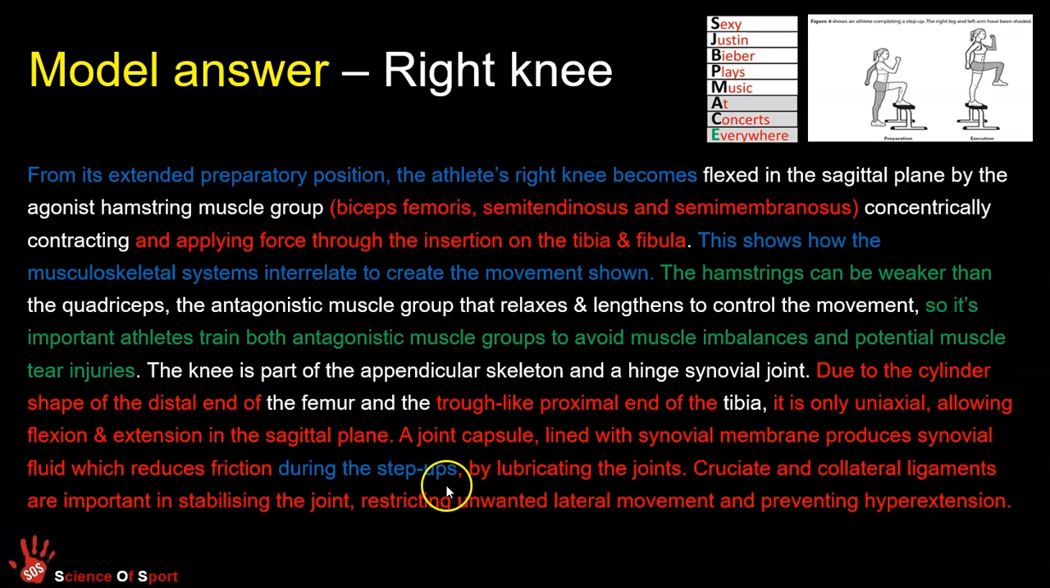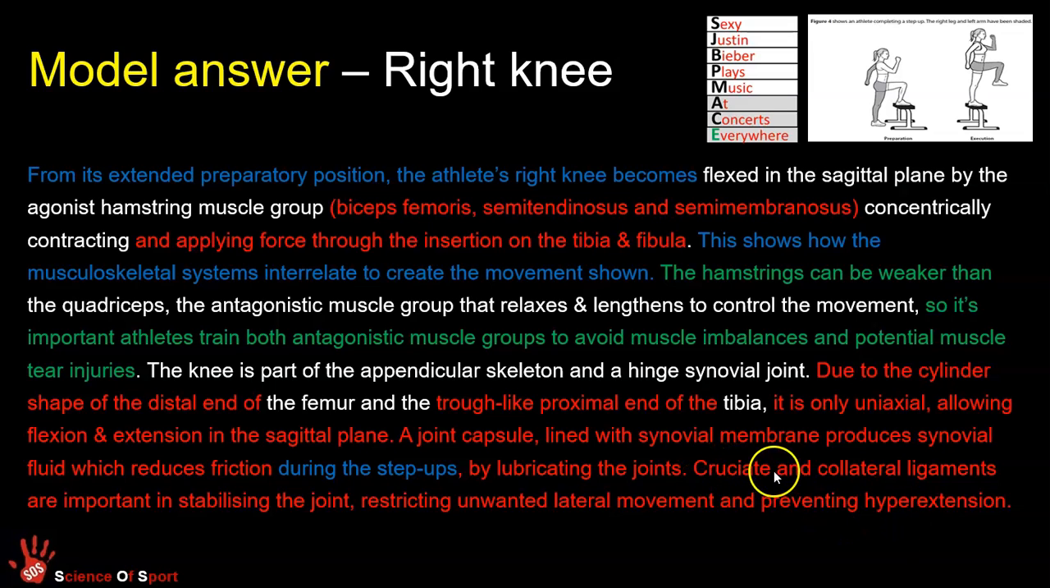Sorry, just had to change that to blue because that's relating my facts to my movement. By lubricating the joints. Cruciate and collateral ligaments are important in stabilizing the knee joint, restricting unwanted lateral movement and preventing hyperextension.